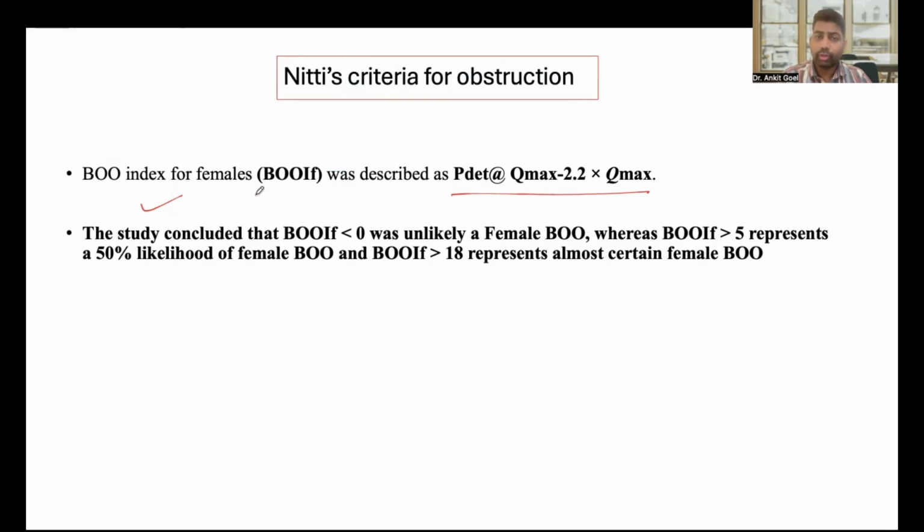So there are a lot of things going on there. But for us to understand Nitti's criteria, we use this formula. And if the bladder outlet obstruction index in a female is less than 0, then it's very unlikely that the patient is having a bladder outlet obstruction. If it is more than 5, there is a 50% likelihood of having a bladder outlet obstruction. And if it is more than 18, then it is almost certain that they have a bladder outlet obstruction. Okay, so this is the way we can come to a differential.